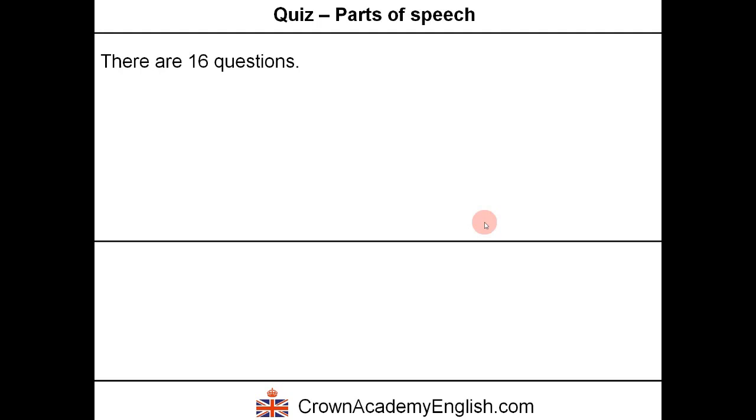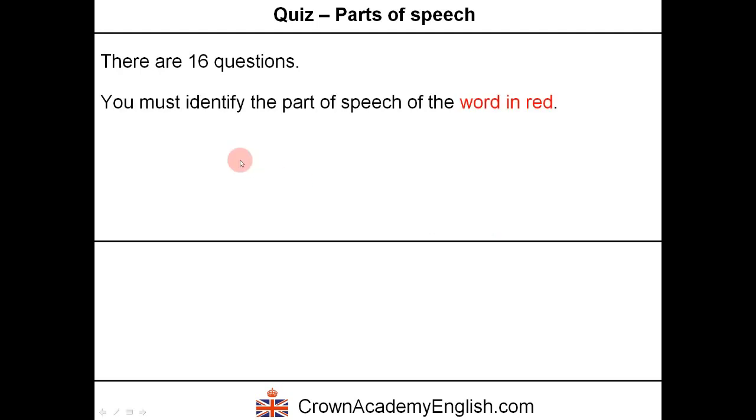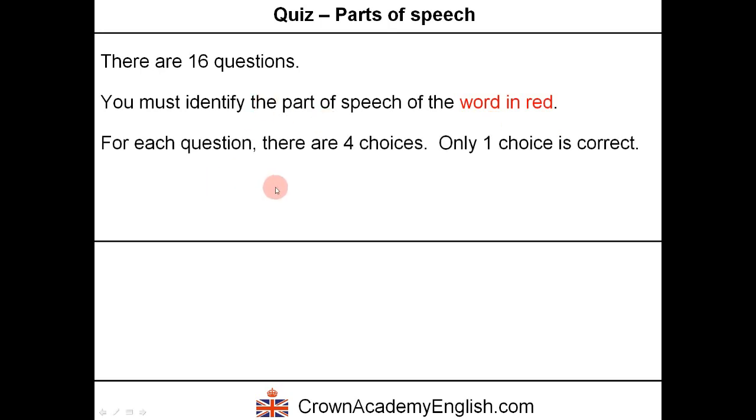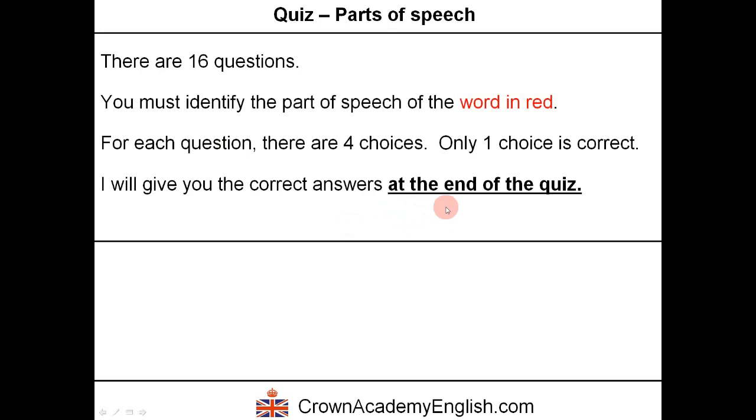So, there are 16 questions in the quiz. You must identify the part of speech of the word in red. Now, don't worry, I'm going to give you an example in a few seconds, okay? For each question, there are 4 choices, A, B, C, or D. And only one choice is correct. That's important. Only one choice is correct. And I will give you the correct answers at the end of the whole quiz. So not after each question, but right at the end. Okay, so make sure you go right to the end of the video.